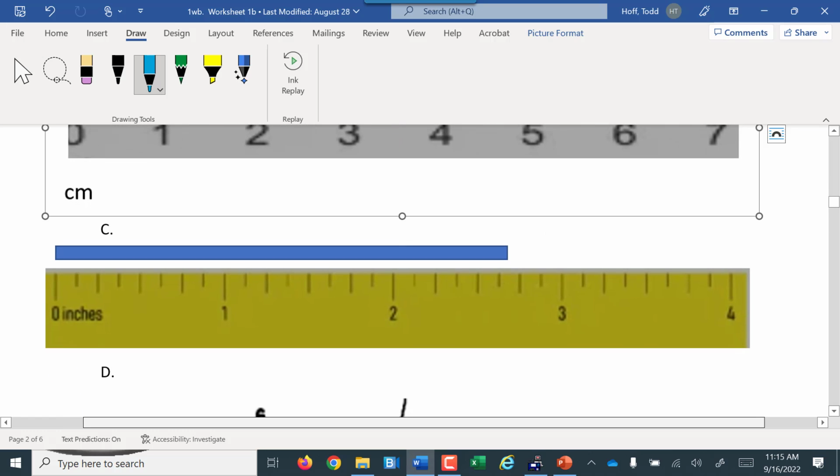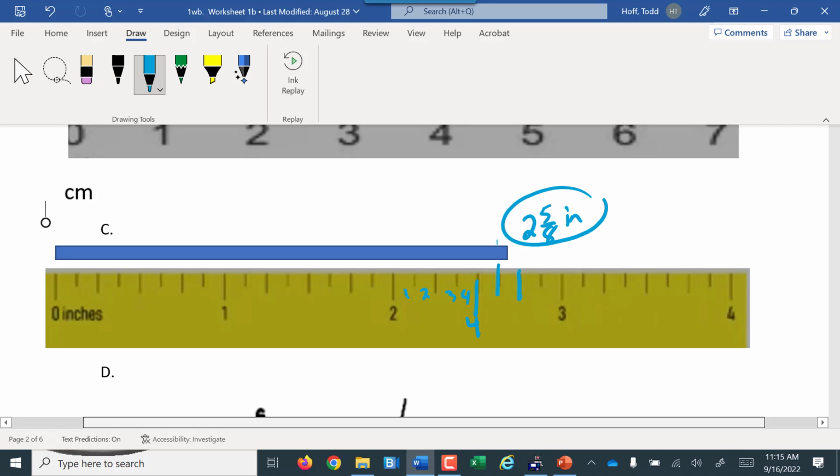This one here, what is each marking on this one? It's an 1/8. Good. So this would be 4/8 or 1/2. That would be 5/8. Are we closer to the 5 or the 6? Closer to the 5. So that's 2 5/8 inches.